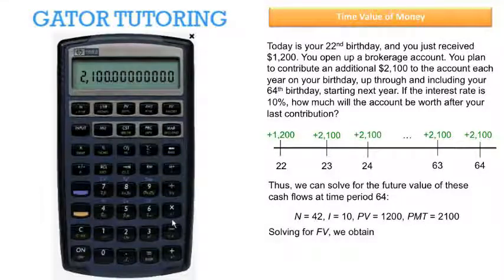Now, all we need to do is solve for the future value of these cash flows by pressing future value. We see that the future value of the cash flows is $1,194,754.12.